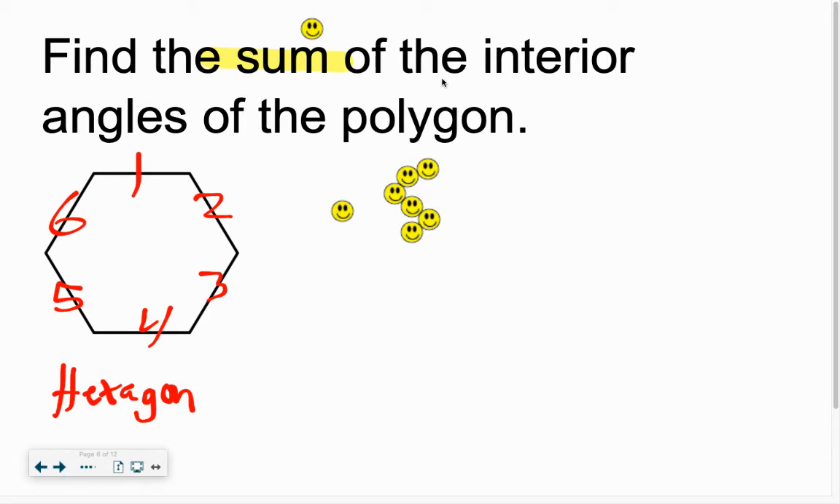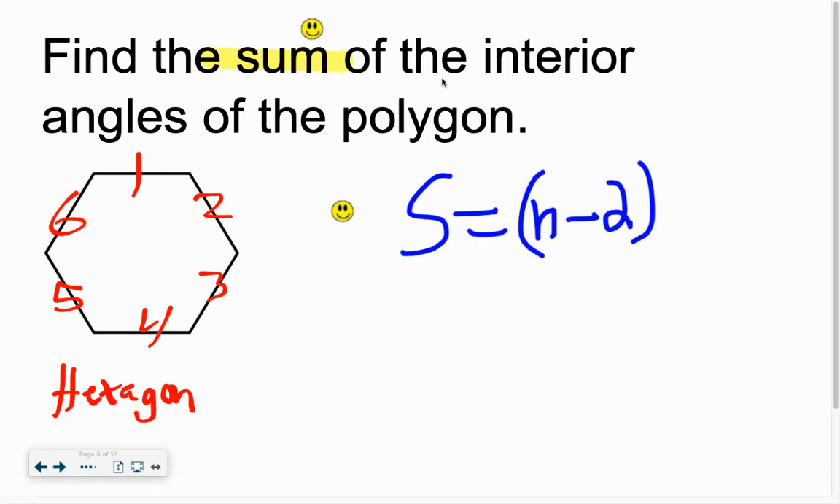S. You're going to write it in just like you see it. S equals n minus 2 in parentheses. And then that 180 degrees, if you need to put a times sign there to remember that, please do.